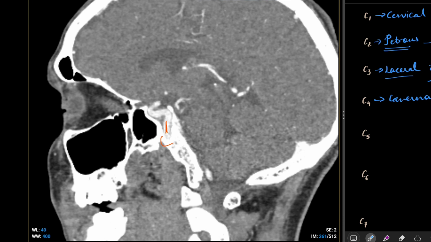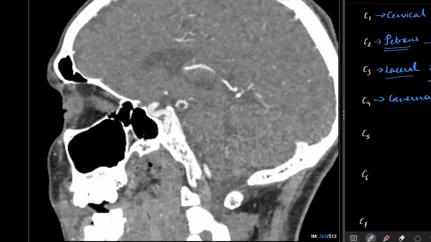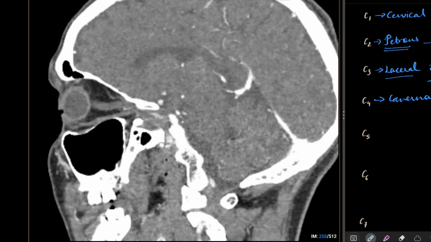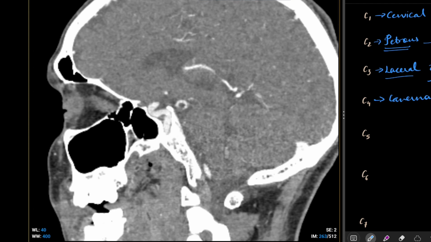This is the C4 part, the cavernous part of the internal carotid artery. We can see that it has a vertical segment, the first part, and a posterior genu, the second part, the horizontal segment, which is the third part, and the anterior genu, the fourth part, and it ends by the fifth part, which is the subclinoid part, just below the clinoid process. And if we scroll a little sagittally, we can see all the parts of the C4 part of the internal carotid artery, which is the cavernous segment.